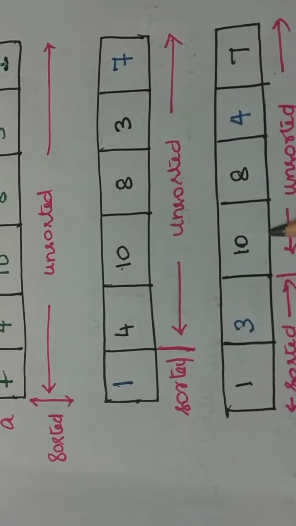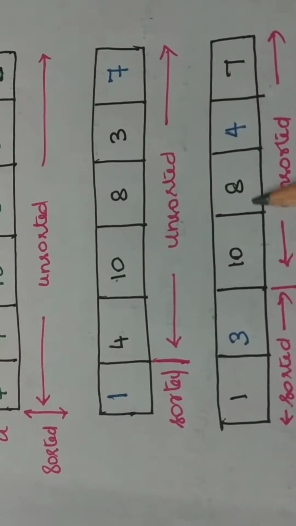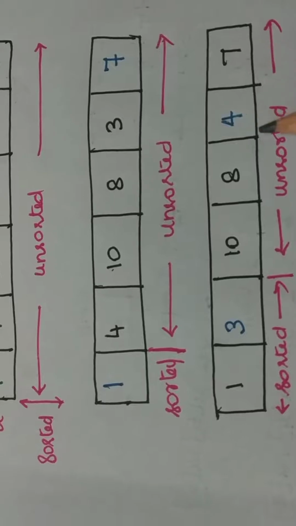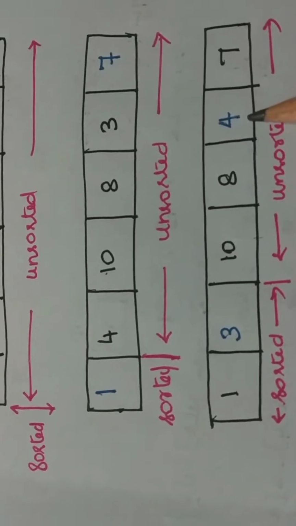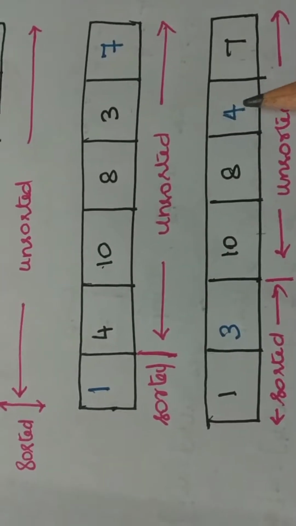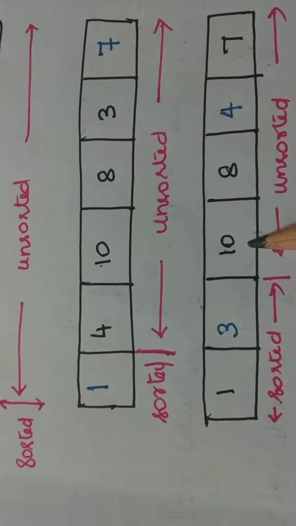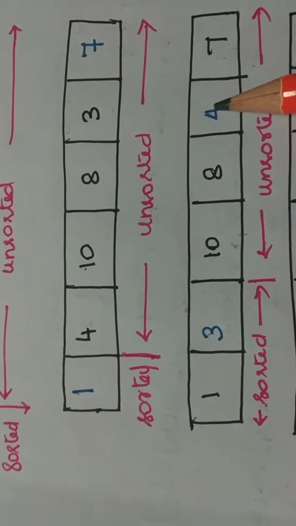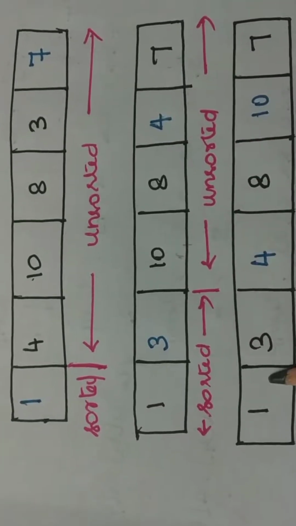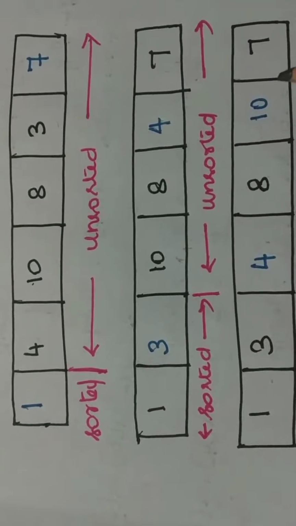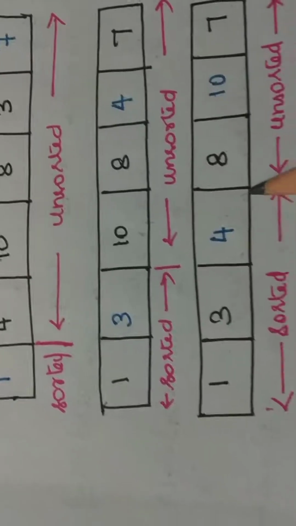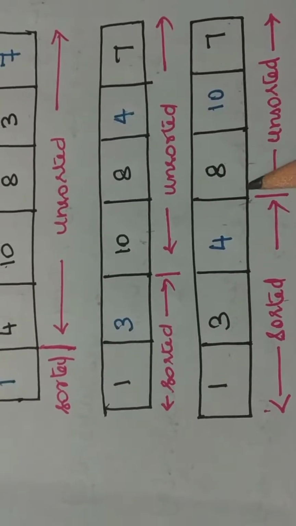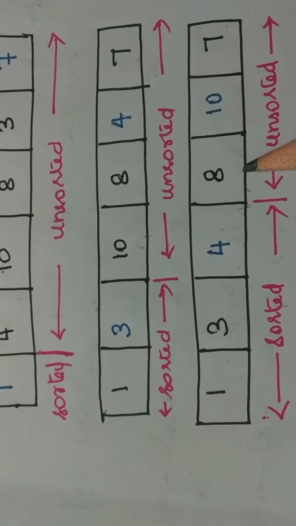Now 10 becomes our starting element. In this unsorted subarray, we find which one is the minimum element. Here we found 4 is the minimum element, so we will swap this 4 and 10. So 10 will be swapped in place of 4, and we will have 1, 3, 4, 8, 10 and 7. Now till 4 we have the sorted list, and 8, 10 and 7 is unsorted. Now 8 becomes the start of the unsorted array.